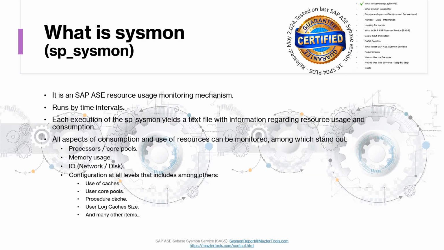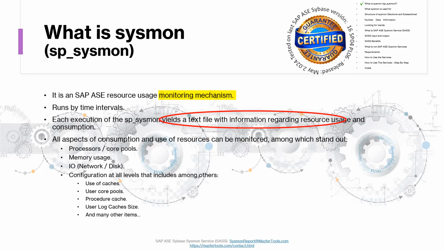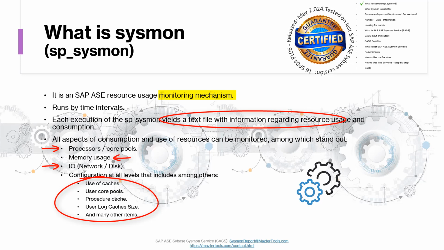SP Sysmon is a resource consumption monitoring tool from SAP ASE Sybase. The output of its execution yields a report in a flat format file that is very useful to know its performance focused on the use of SAP ASE Sybase resources. In this output we can see the behavior of resources such as CPU consumption, memory, thread pools, log, network, transaction, spaces, database devices among many other items. Additionally, we will get automatic configuration suggestions that, if well handled, can be the differentiating factor when it comes to fine-tuning our SAP ASE Sybase.